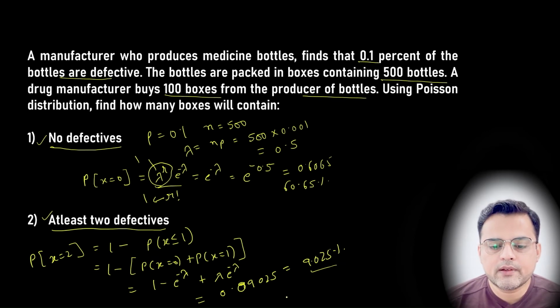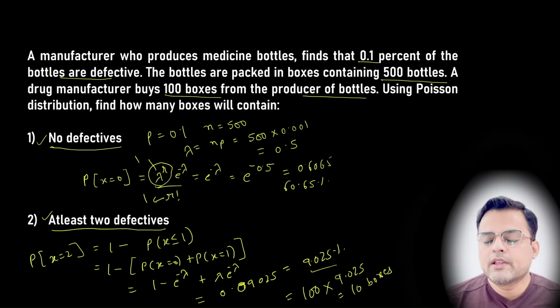But how many boxes? So you multiply it with, you have 100 boxes, and for each box there is a probability of 9.025% that at least 2 will be defective. So 9.025% of 100 is approximately 10 boxes. So there will be about 10 boxes where there will be at least 2 defective bottles. So this is how you have to solve the Poisson probability distribution.